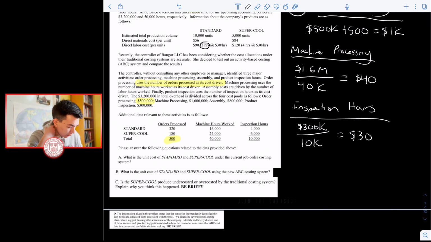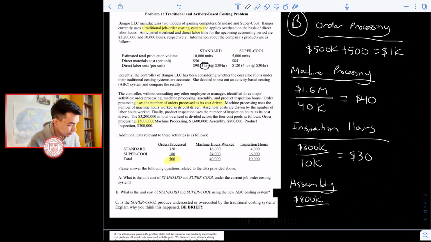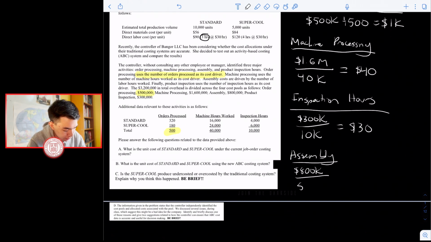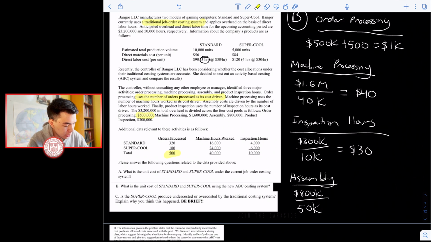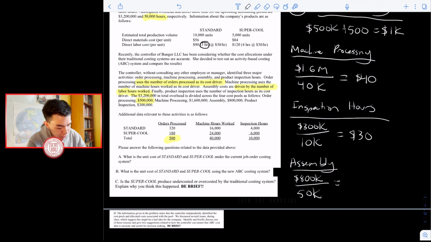And then finally, let's do assembly. Assembly is going to be 800K, and I'm going to divide that by, let's see here, assembly is based off of labor hours, so that's 50,000. That one's a little bit more tricky, but if you just read the directions, it's not that bad. It says assembly is driven by the number of labor hours, and they tell us labor hours right over here. So I don't think that's too bad. We divide that and we get $16.